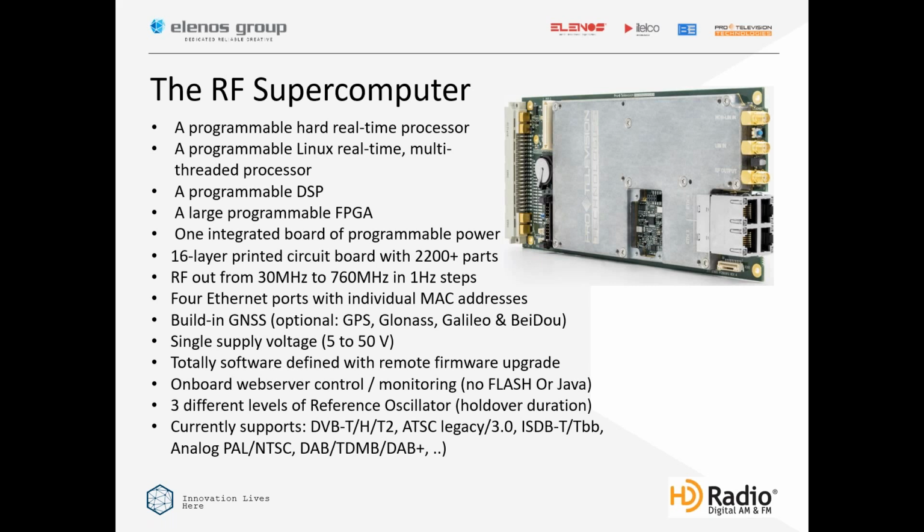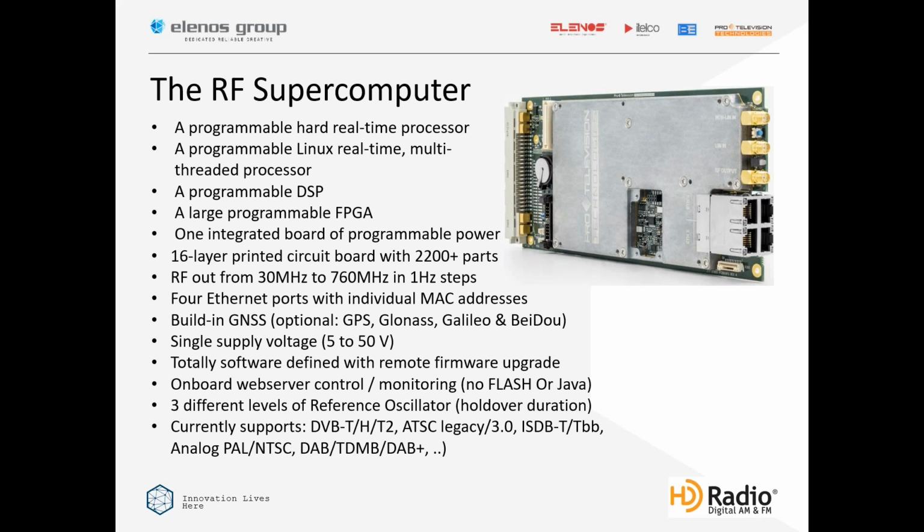So it does DVB-T, DVB-TH, DVB-T2, ATSC Legacy, that's 1.0, or 3.0, ISDB-T, or ISDB-Tb, the Brazilian version, analog PAL and NTSC, DAB, T-DMB, DAB+. This is why we call this thing an RF supercomputer. It operates from 30 megahertz to 760 megahertz in 1 hertz steps. And if you can think about a waveform, if you can think about a television or radio digital standard, this thing can create it.